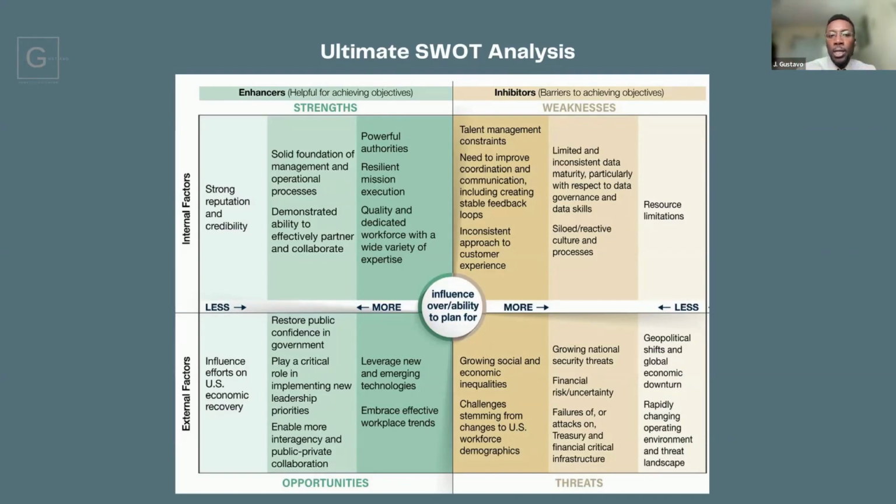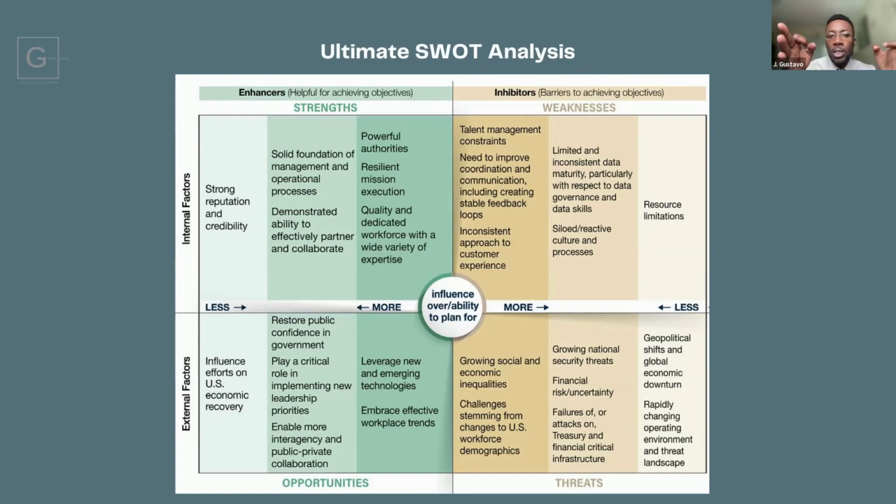Looking over to the right-hand side, you have your weaknesses. There are such things as talent management, inconsistent approach to customer experience, resource limitations, limited and inconsistent data maturity, particularly with your internal governance in terms of how you do things.